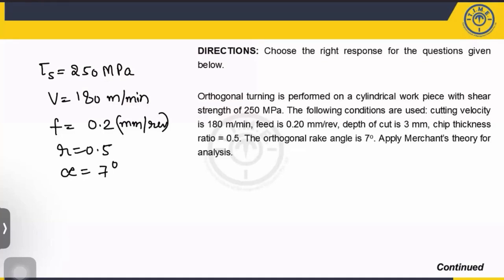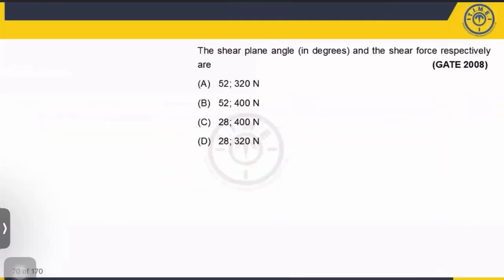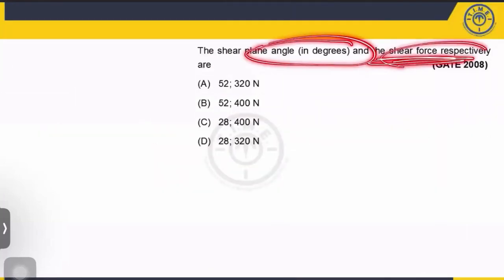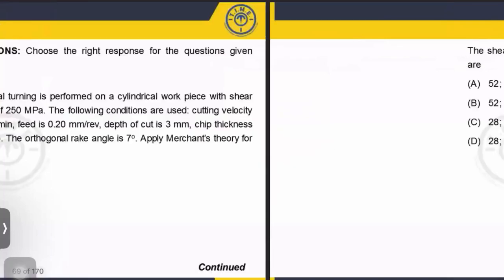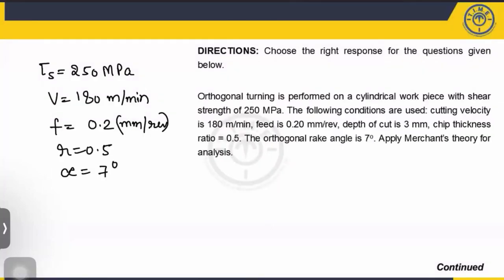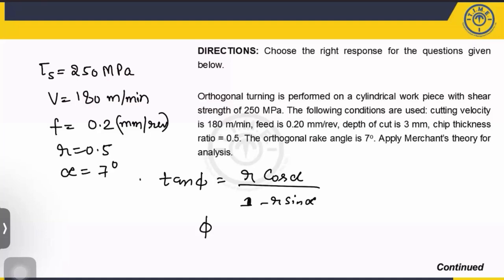Just now I have discussed. In this particular question, you have to calculate the shear plane angle as well as the shear force. This part I will discuss, but first you tell me what is the shear plane angle. Which relation will you use? Same relation: tan phi is equal to r cos alpha divided by 1 minus r sin alpha. The alpha value and r are given. Tell me what shear angle you are getting. What is the value of shear angle? Okay, I am giving you 1 minute. Please do it fast.